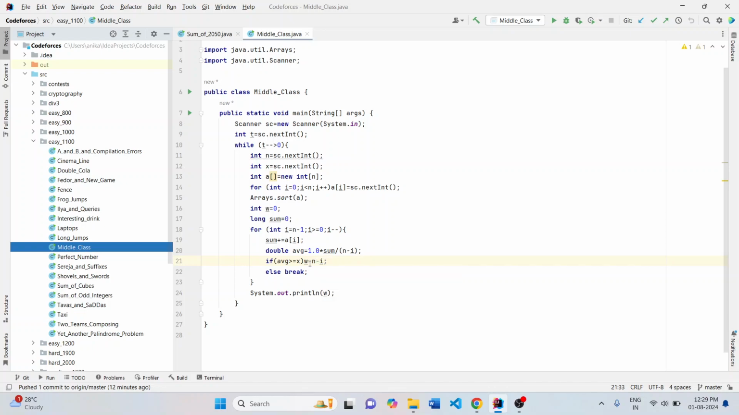If the average is less than x, that means we cannot move further towards the poor and redistribute their wealth to have at least x. So we just break the loop. We have got the maximum possible answer. So this was the solution. We print the answer, that is the number of wealthy people. This will give us the maximum number of wealthy people that can be made after the reforms.